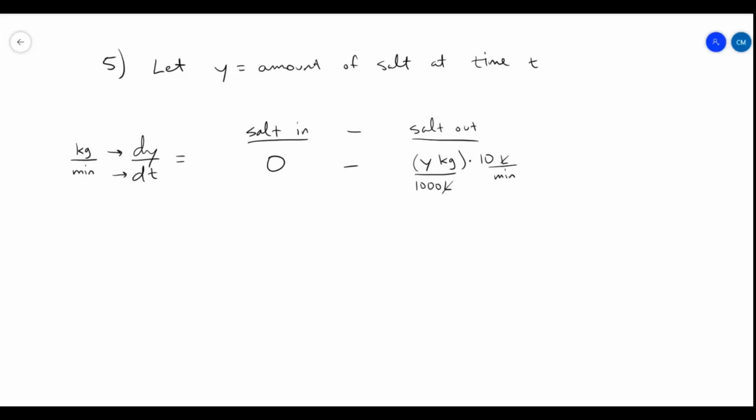So there's our differential equation. Now, getting rid of the units, just verifying that we've matched units on the left side and the right side. No salt was going in. We do have that minus sign though. So minus 10 over 1,000 is 1 over 100, right? So 0.01 y, and that's it. So this is our differential equation then.